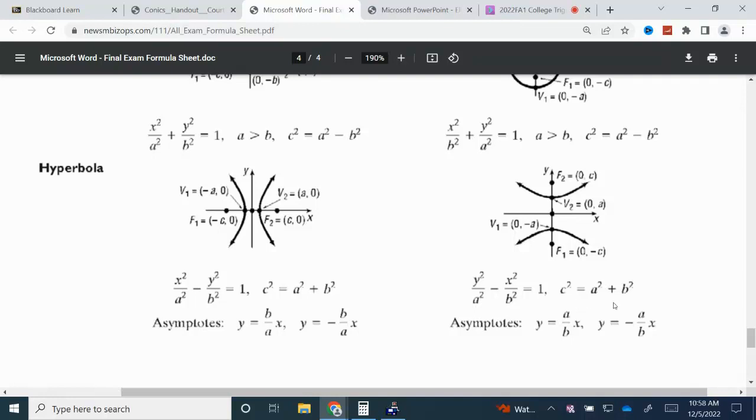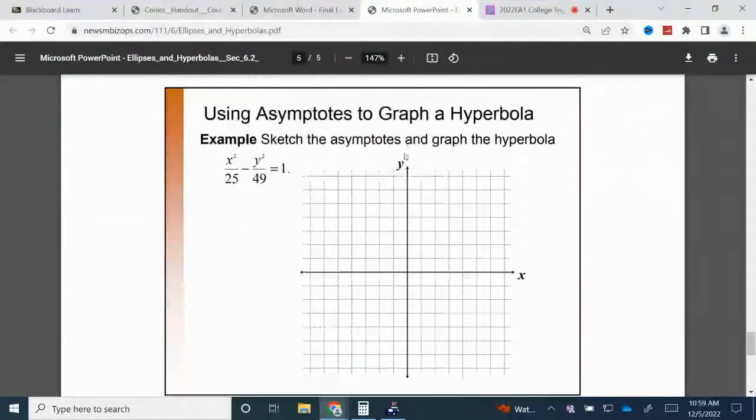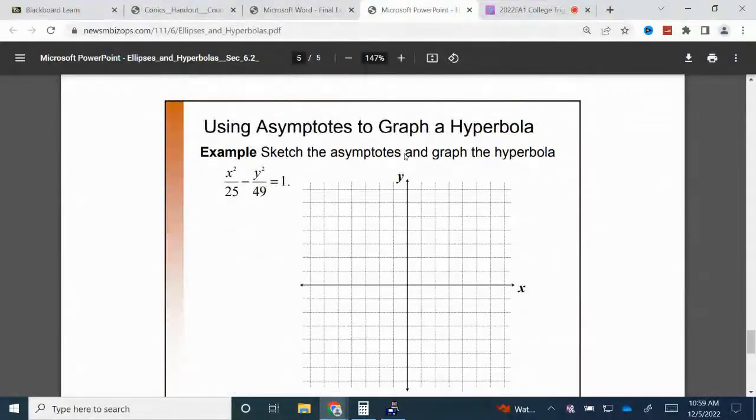Okay, c squared is always equal to a squared plus b squared when we're dealing with a hyperbola. And here are the asymptotes. y is equal to a divided by b, comma x, and y is equal to negative a divided by b, comma x. And so here are the two model forms. All right, so let's take a look at the graph.